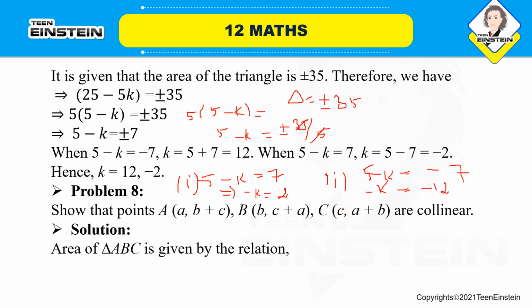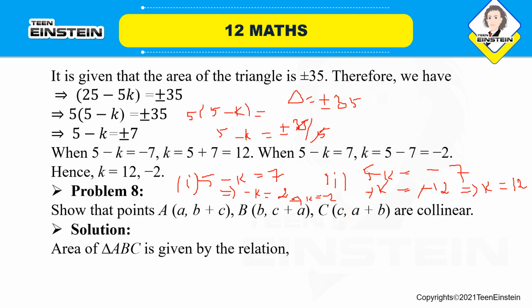Right? Actually, from this we are getting k equal to 12. It becomes positive. Since we have minus on both sides, you can cancel minus. And from minus k equal to 2, we get k equal to minus 2. Clear? Now I move on to problem number 8.